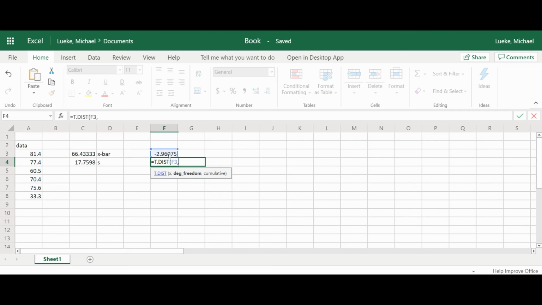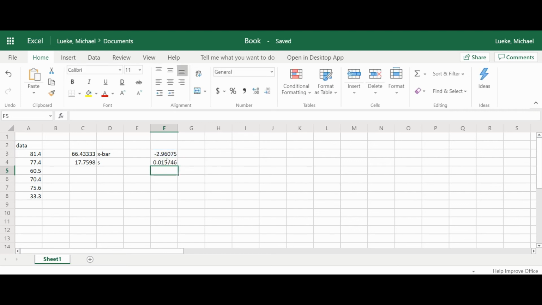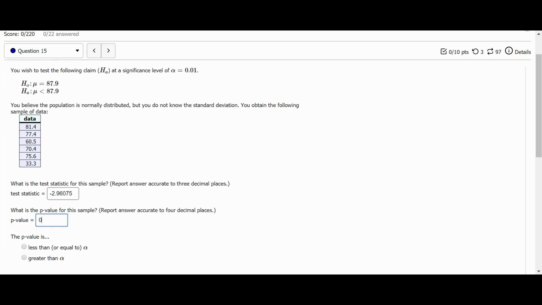And in the t-distribution, we have something called degrees of freedom. And the degrees of freedom in this case is always going to be 1 less than the sample size. So in this case, the sample size was 6, so I'm going to choose 5. And I want to calculate a cumulative probability, so I type the number 1. And when I press enter, I'm going to get this value of 0.015746. 0.015746 is my p-value. And I'll fill in the rest of these while we're here.